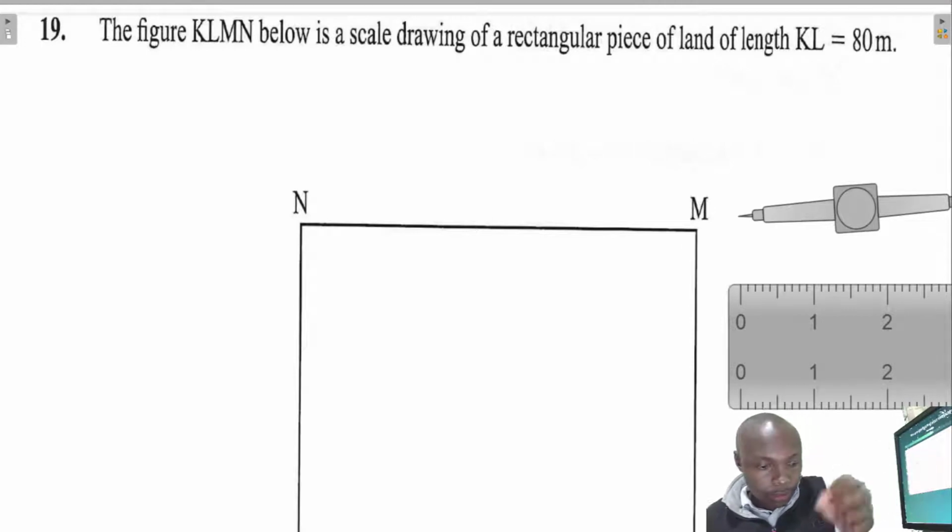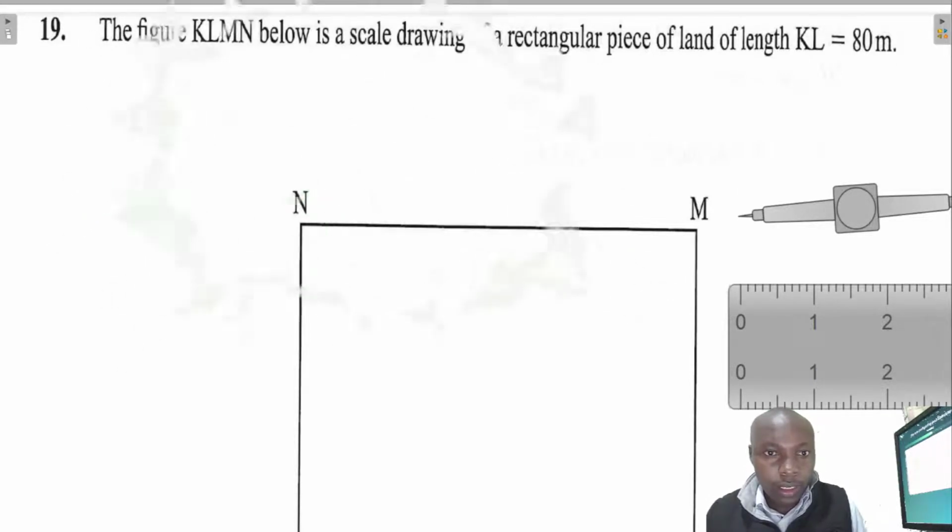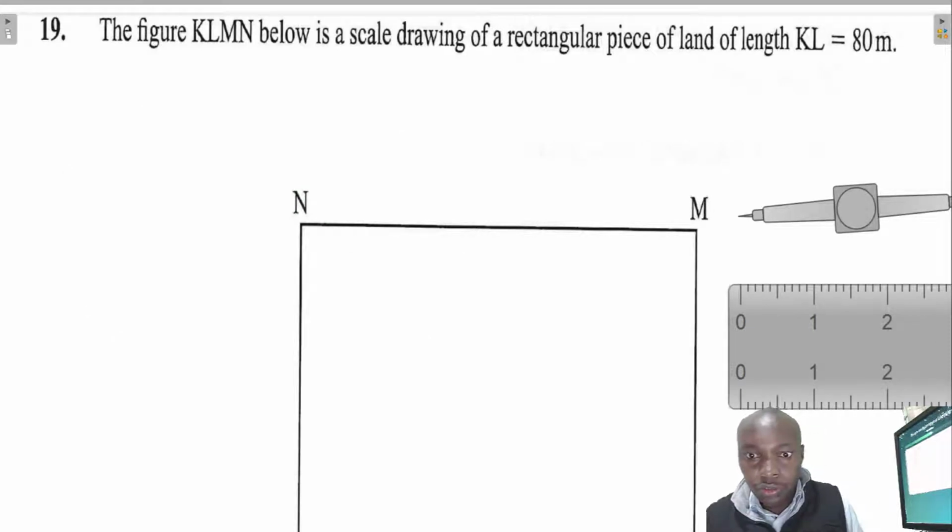Welcome to the lesson on locus. This case is C2019, question number 19. It reads, the figure KLMN below is a scale drawing of a rectangular piece of land. Length KL is equal to 80 meters.